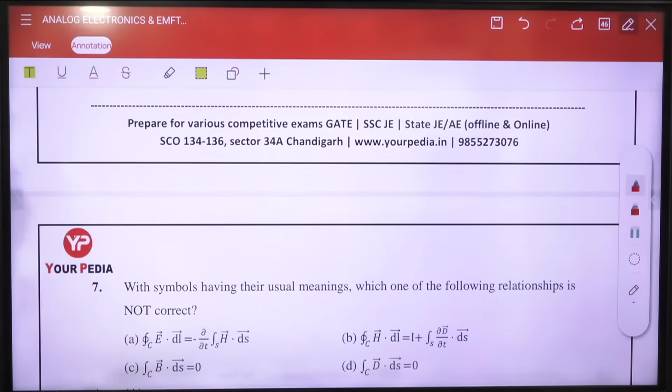With the symbols having their usual meaning, which of the following is correct? Not correct relation. With the symbols having their usual meaning, which one of the following relationships is not correct? Check and tell me.